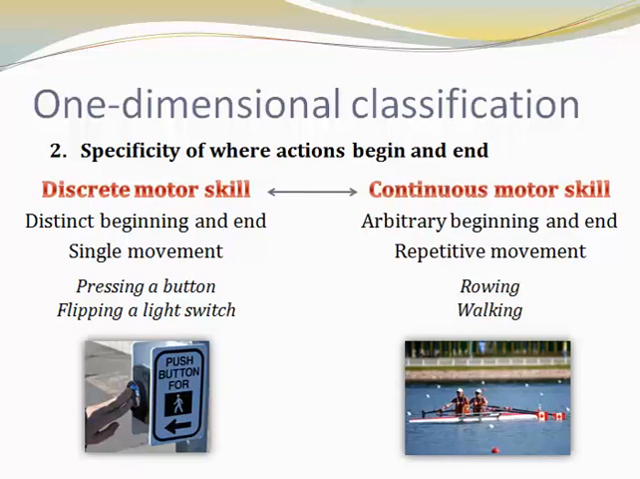Whereas a continuous motor skill has an arbitrary beginning and end to the movement. And typically, the way that continuous motor skills are described is that they are repetitive. Things like rowing, walking, cycling. You can obviously walk on a treadmill. You're not really moving your location in space per se, but it is very difficult to distinguish when the beginning of the walking motor skill itself begins and when it ends, which is why it's considered to be a continuous motor skill. Generally speaking, our discrete motor skills are of shorter duration than our continuous motor skills.